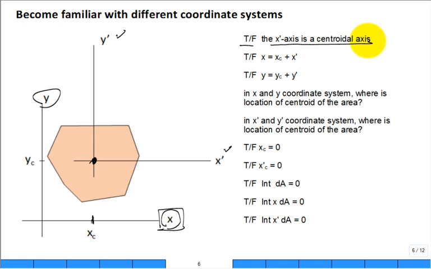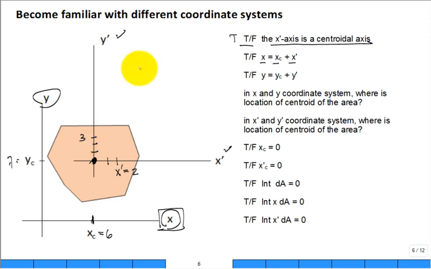It's true. I just said it. All right, that's true. Okay, true or false? Let's say somebody says that x of c is 6, and out here x prime is equal to 2, and y sub c is 7, and y prime is 3.